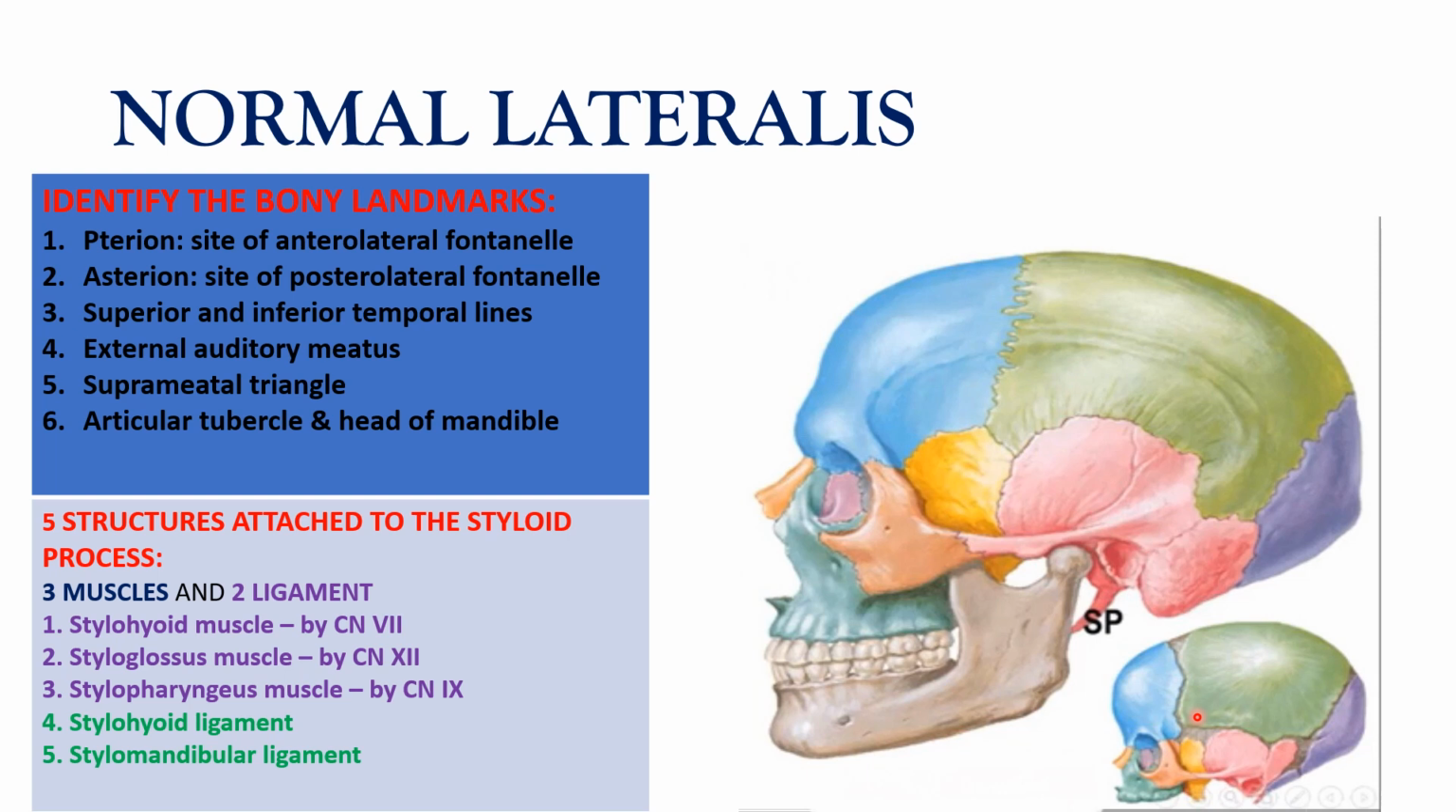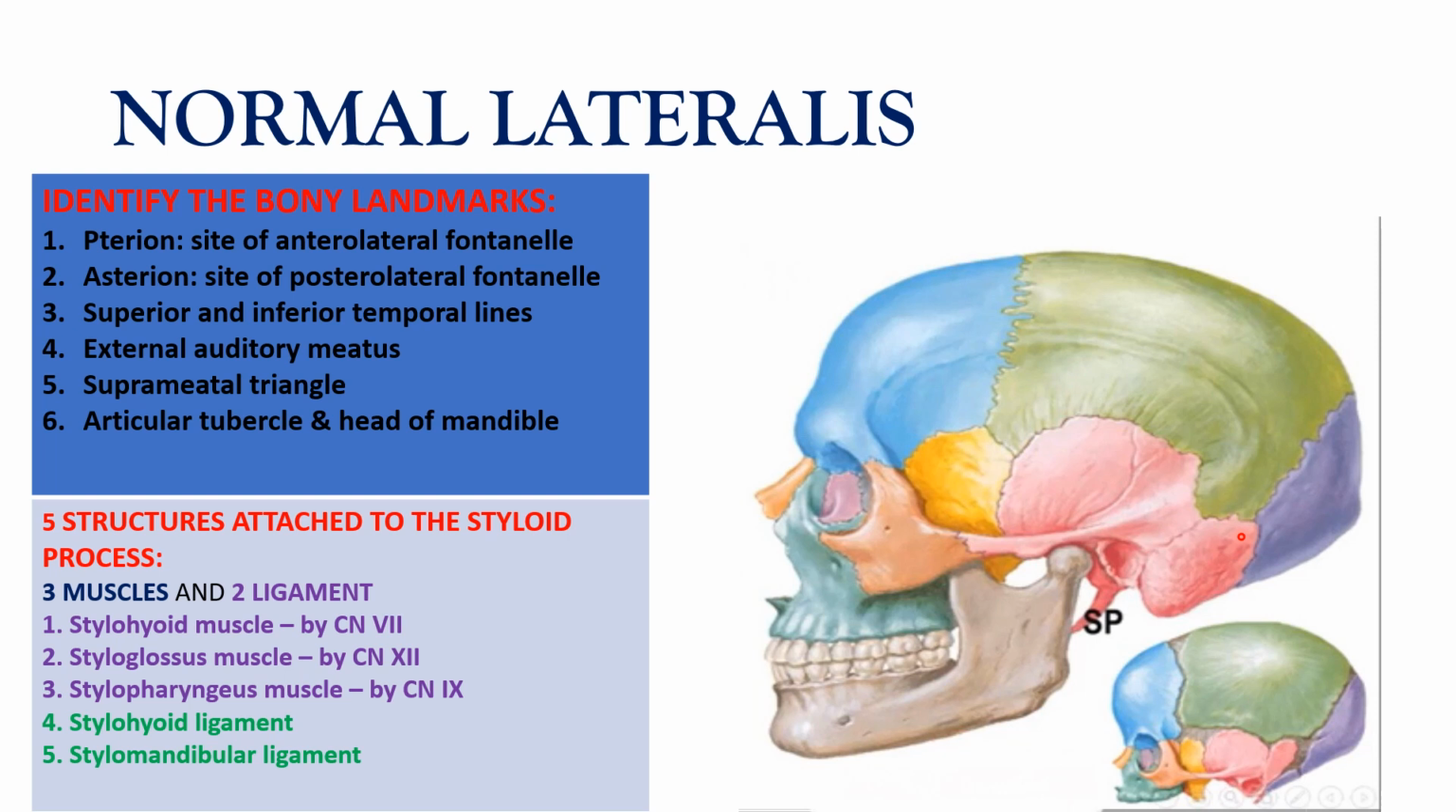Then we looked at another bony landmark, which is the asterion. The asterion is made up of 3 bones: the parietal bone, the mastoid process, and the occipital bone. We said that the asterion is represented in the infant skull as the posterolateral fontanelle, which also ossifies at the age of 3 months. We said the asterion lies opposite to the sigmoid sinus.